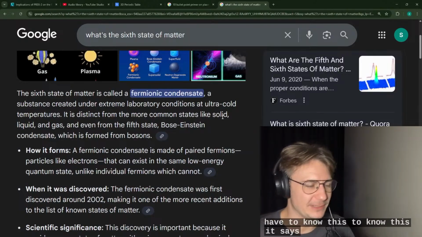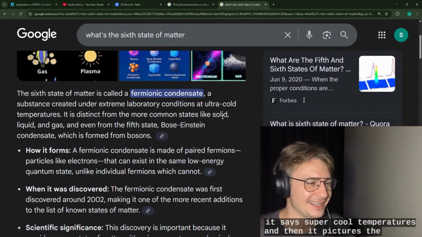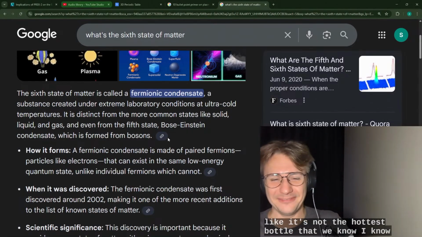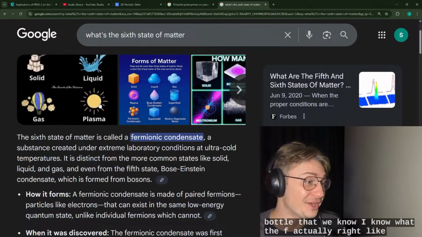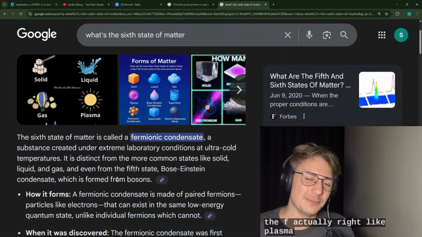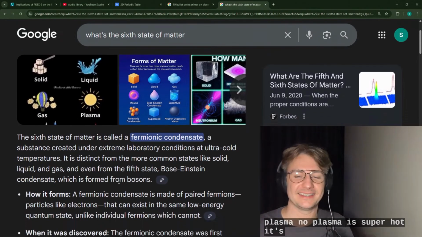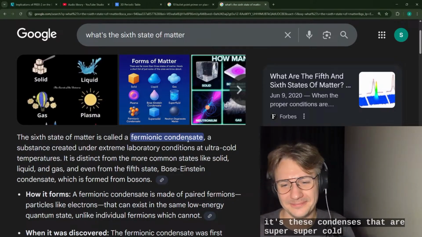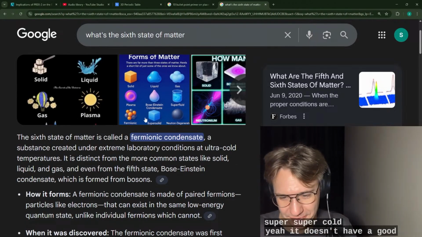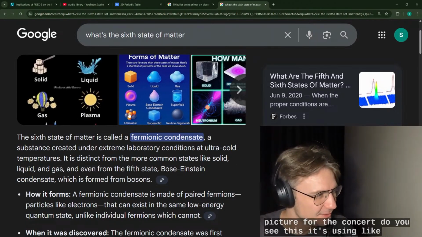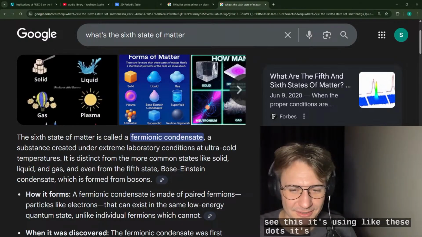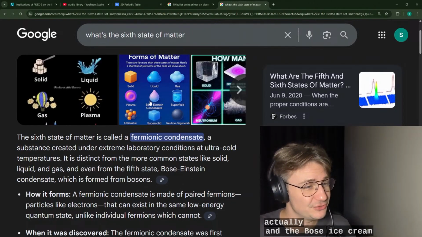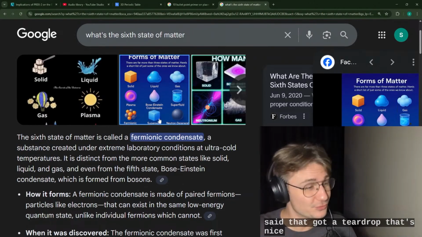It says super cold temperatures, and then it pictures the sun like it's not the hottest ball of plasma that we know. What the heck, actually, right? Plasma is super hot. It's these condensates that are super, super cold. It doesn't have a good picture for the condensate. Do you see this? It's using these dots. It looks like a delicious breakfast cereal, actually. And the Bose-Einstein condensate got a teardrop. That's nice. That's a proper condensate.